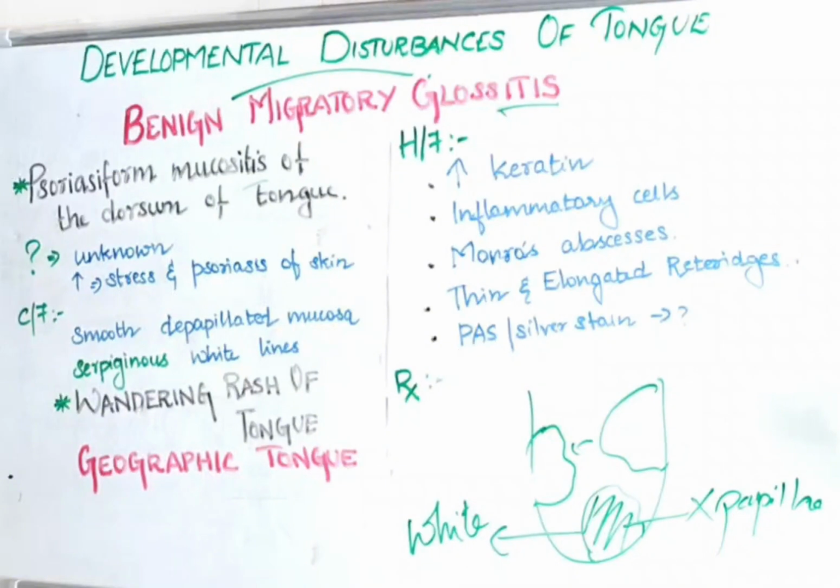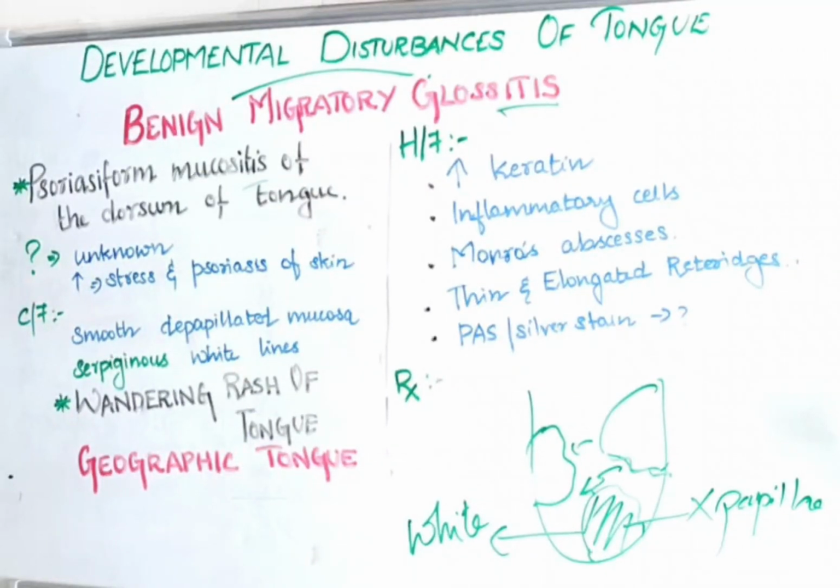Now this geographic tongue is also called by some people the wandering rash of the tongue, because it constantly keeps on changing its appearance. This pattern keeps on changing its appearance and it may also change the location. Because of this, some people have called it wandering rash of tongue.